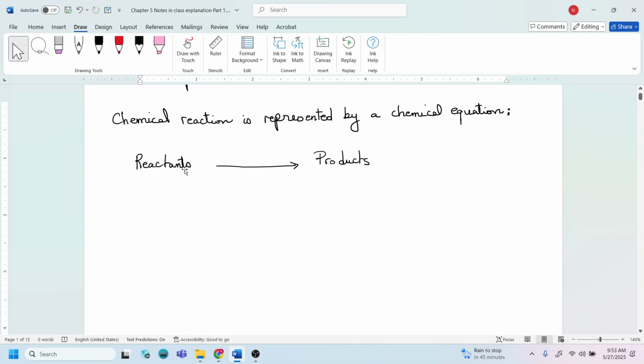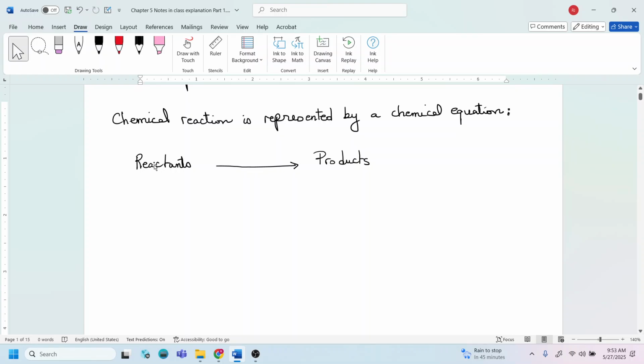chemical reactions, normally they are represented by an equation. And the equation has two sides, a reactant side and a product side. The reactants normally are substances that undergo a chemical change in the reaction. Reactants are written on the left side of the arrow that points towards the product. So the reactants are written over here.